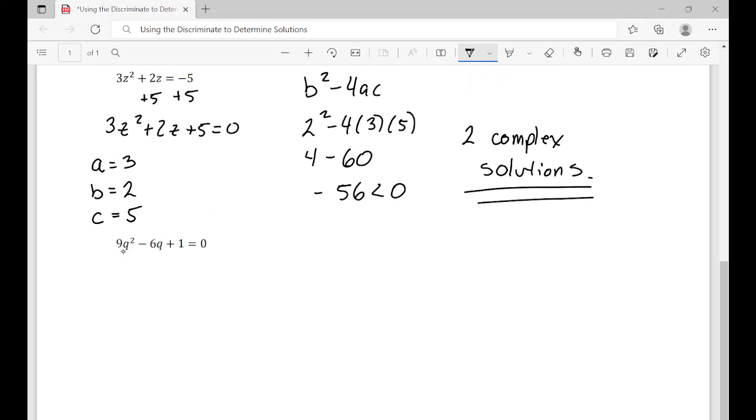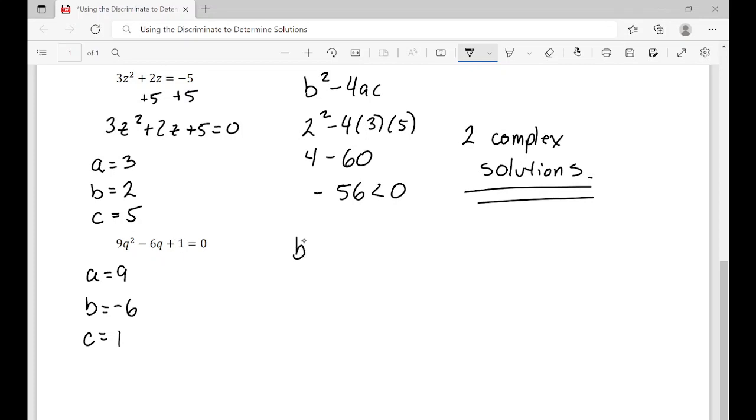Last, 9q squared minus 6q plus 1 equals 0. It's in the right form, so I can just straight pick out my a, b, and c. So a is 9, b is negative 6, and c is 1.